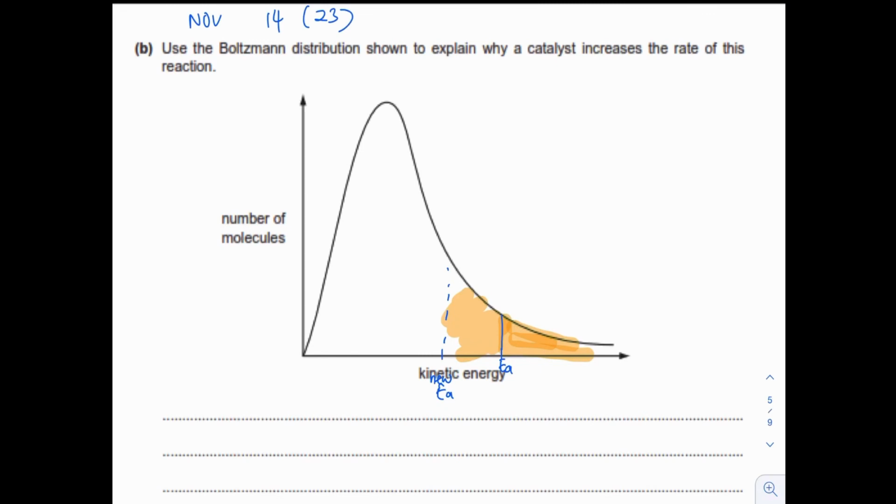Alright, so we will write this answer. The catalyst is able to lower the activation energy so that more molecules have energy more than or equal to the activation energy in order to react. Then you can talk about the frequency of effective collisions increasing and hence the rate of reaction increases.